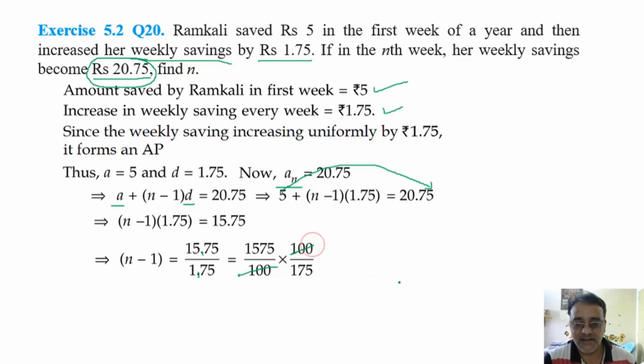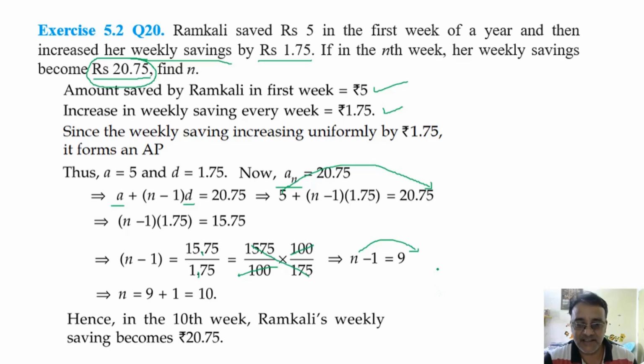या मल्टीप्लाई डिवाइड बाय 100 करेंगे, दोनों को डिवाइड बाय 100 करेंगे तो ये दोनों 100 कैंसिल हो जाएगा. या यू कैन मल्टीप्लाई न्यूमरेटर एंड डिनोमिनेटर बाय 100. Okay, now this is divisible by this, you will get 9. So final value of n, if you shift minus 1 to this side, 10. Right. So answer is, in the 10th week Ramkali's weekly saving becomes rupees 20.75.